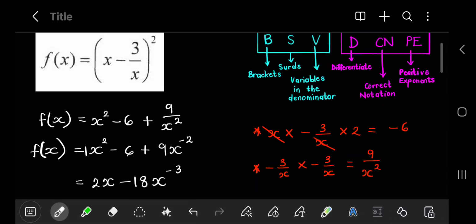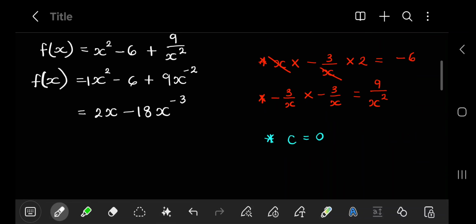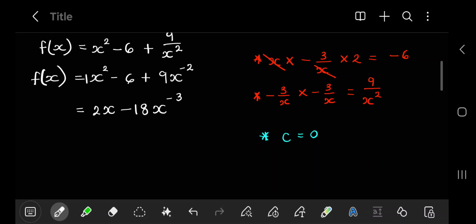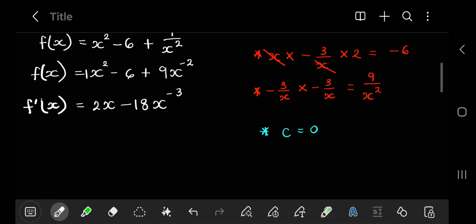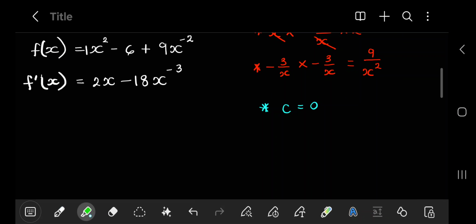Now what about the next step? That would be the correct notation. We had f of x, that becomes f prime x. And the last step is to get positive exponents. So our first term is fine. The second term is a problem because we have this negative exponent. So to change that, well, for now we'll keep the first step as is.